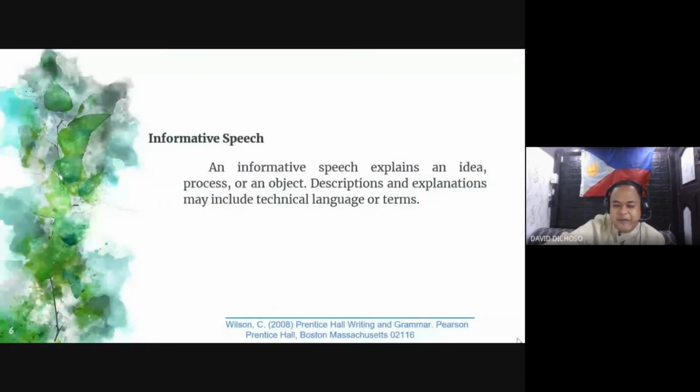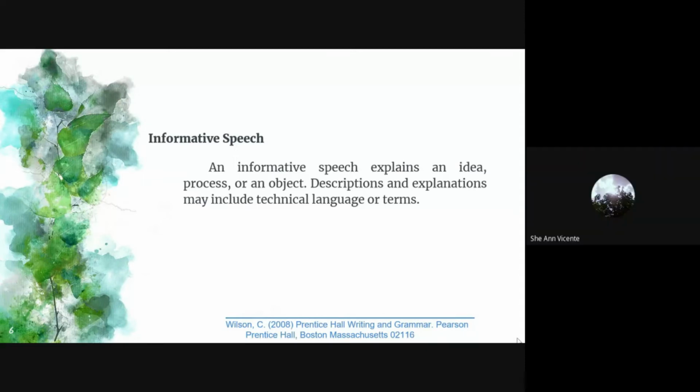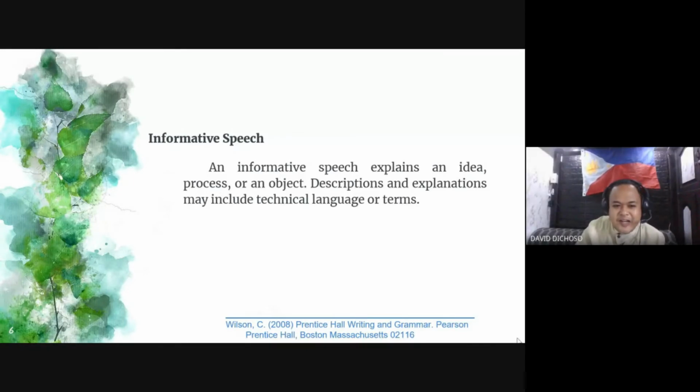The first type of speech is informative speech. Anybody who would like to read this one? Other hands aside from Rainier? Shean, go ahead. Informative speech. An informative speech explains an idea, process, or object. Descriptions and explanations may include technical language or terms. Thank you very much, Shean.